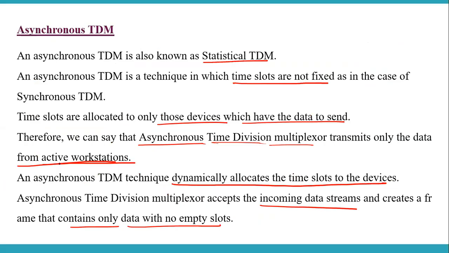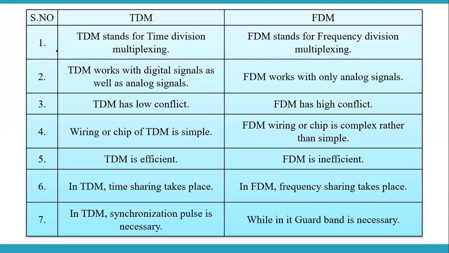Okay. So now there's a difference between frequency and time division. TDM stands for time division multiplexing. It works with digital signals as well as with analog signals, but time division works well with digital signals. Okay, keep in mind that TDM can work with digital and analog also, but it works well and is more effective in the case of digital signals. So TDM has low conflict. Wiring or chip means that your hardwiring part or your wiring is simple in the case of TDM. TDM is efficient. In TDM, time sharing takes place.